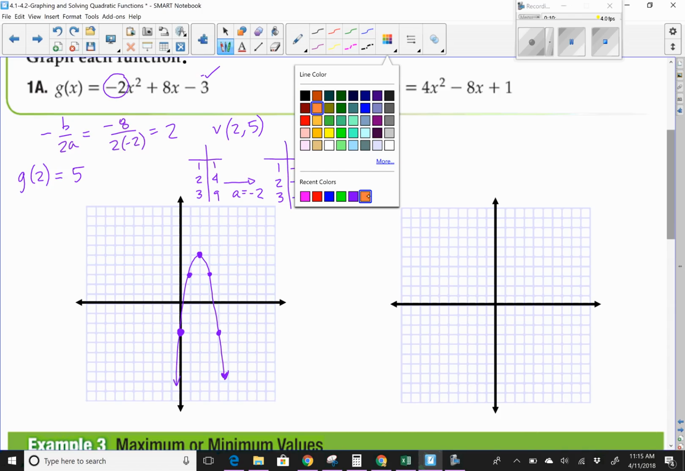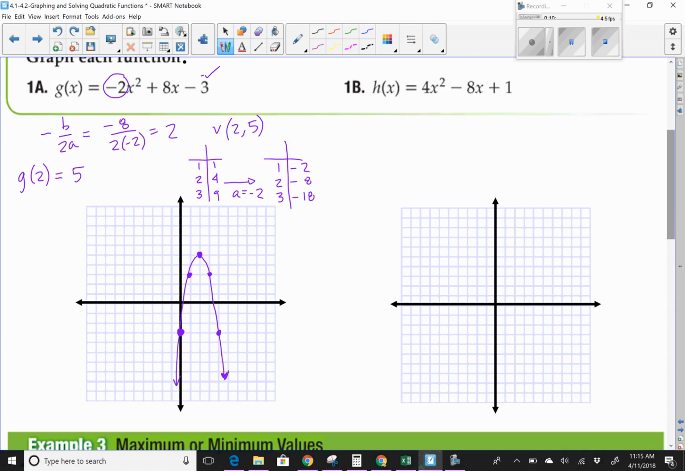Okay, let's look at the next one. We have 4x squared minus 8x plus 1. So again, my negative b over 2a is going to be 8 over 2 times 4, which of course is 1. And when I plug 1 back in there, you're going to get negative 3: 4 minus 8 plus 1. So that makes my vertex 1, negative 3. Again, not a fraction.